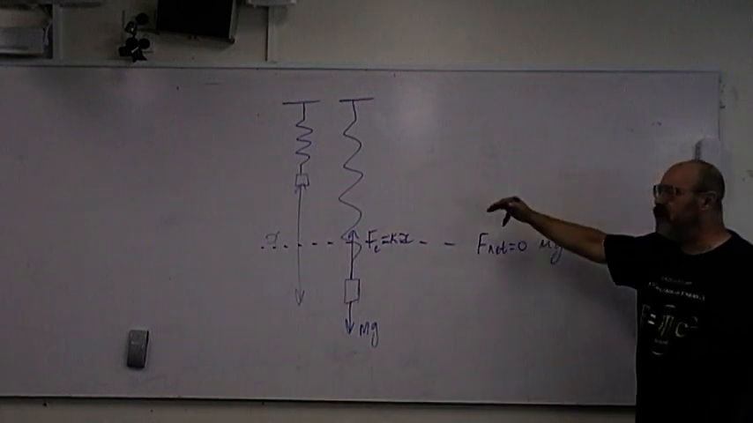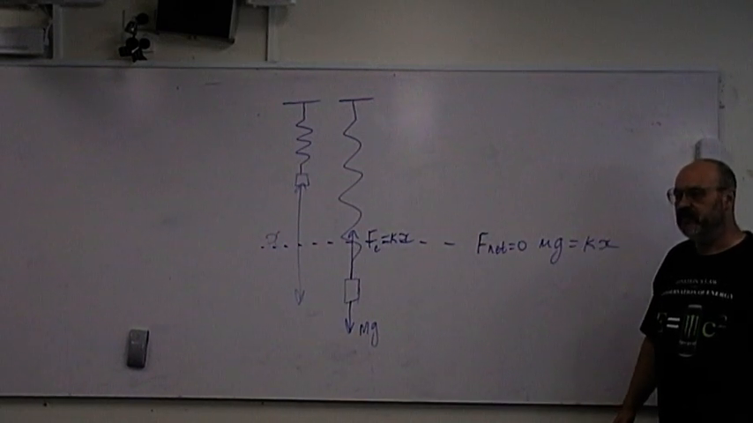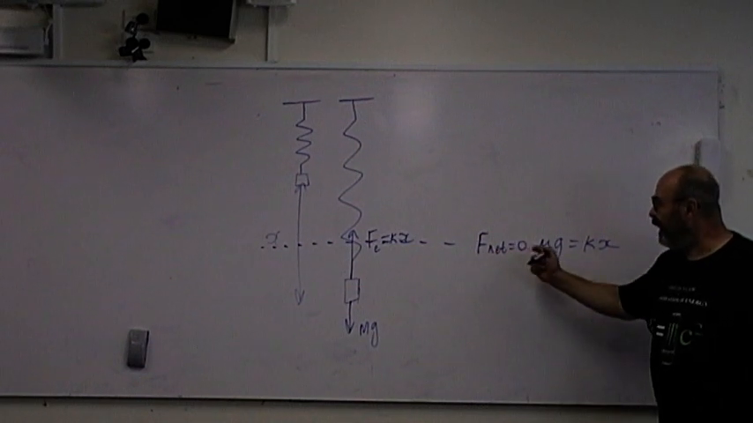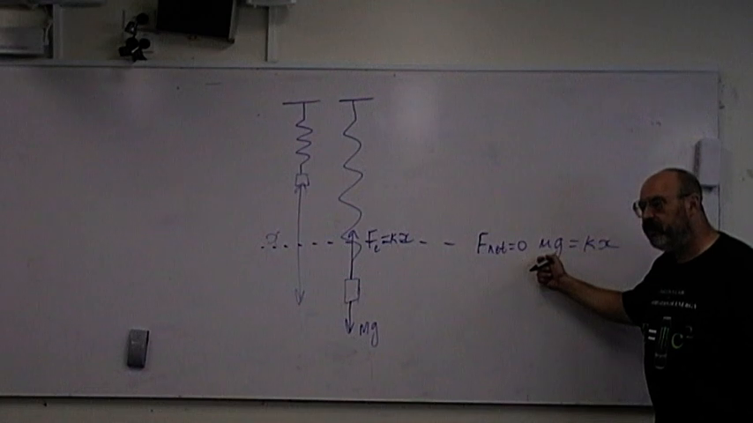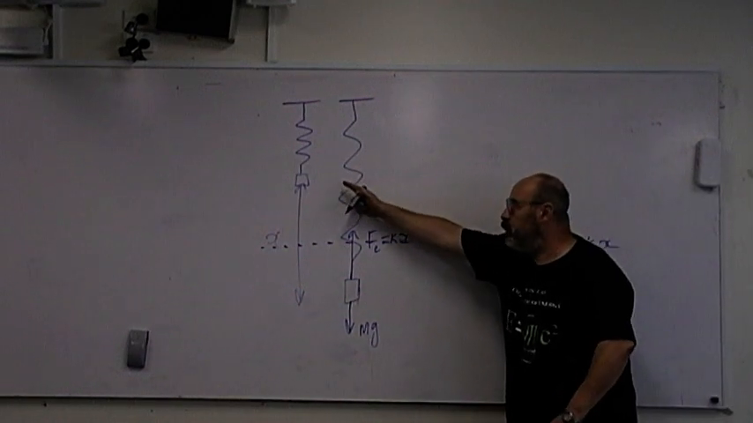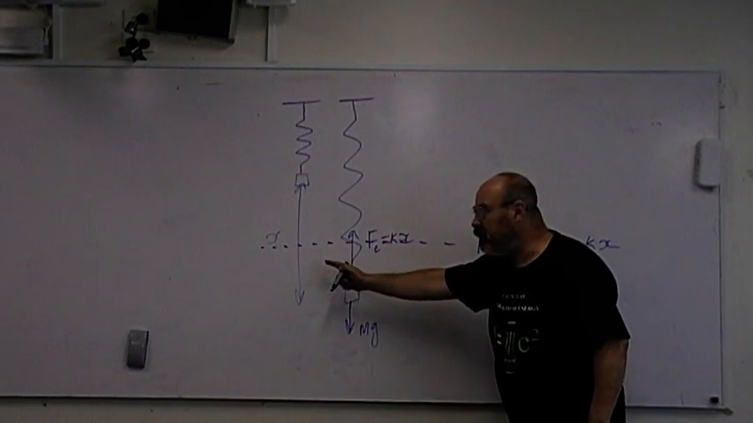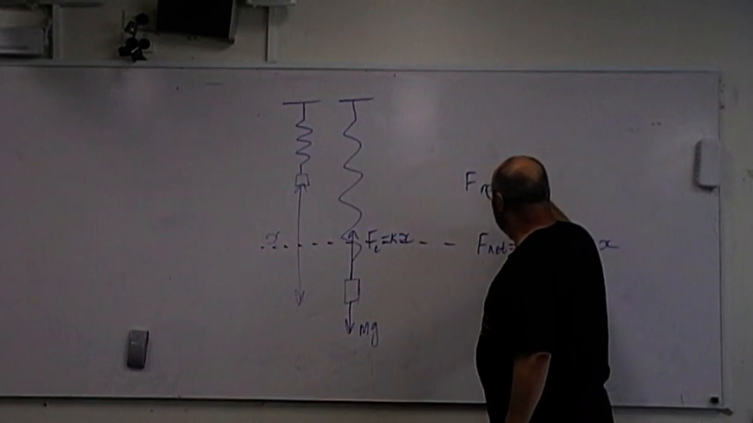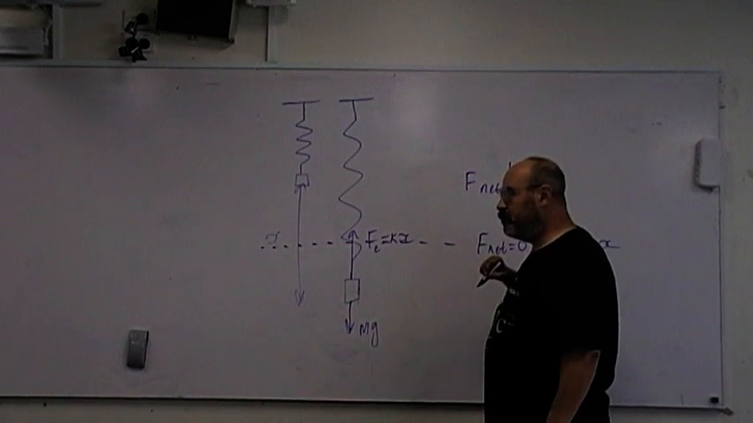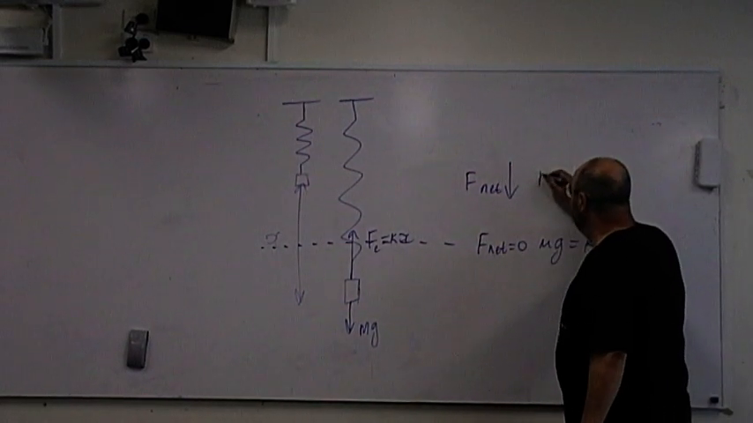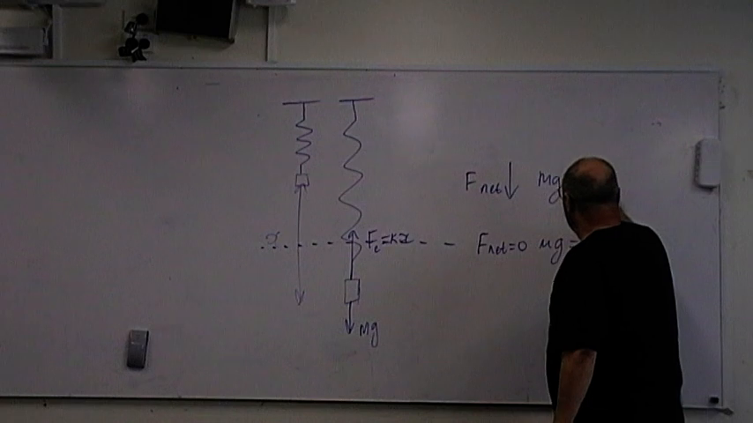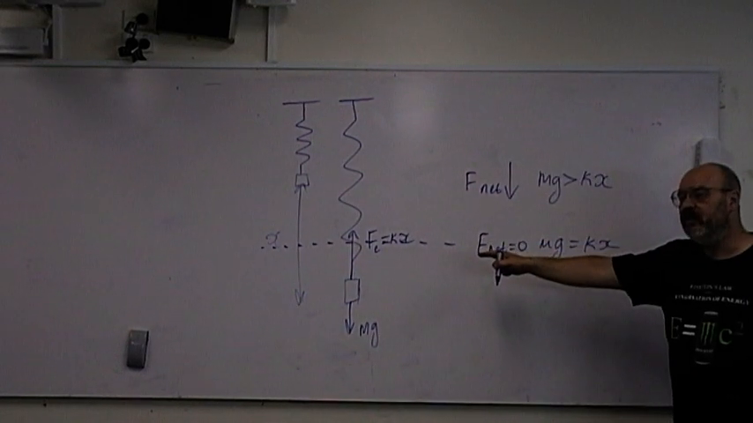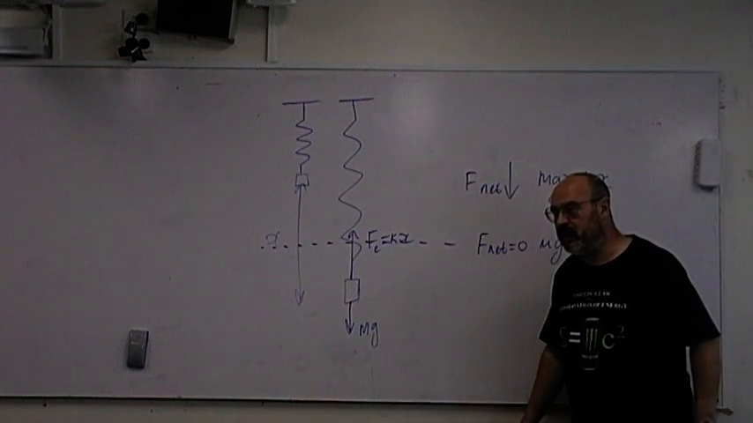What happens when it's above that line? Which is bigger? mg is bigger. X here is 0, then it's increasing, increasing, increasing. Here we have F net down. So we have mg greater than kx until it's stretched enough. Initially mg is greater than kx.